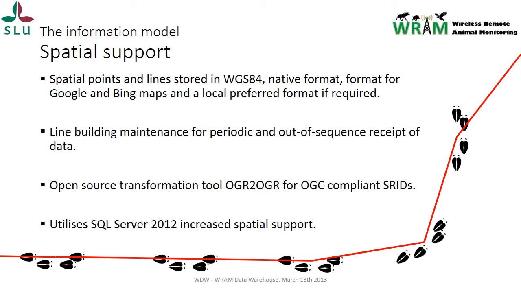WRAM 2 stores spatial points and spatial lines. All points are stored in the WGS84 format, but also in the native imported format if that is different. Points are also stored in the 3857 format, particularly for Google and Bing Maps. The intention here is to reduce visualization response times by not requiring a transformation at query time. There's also support to store points in a locally preferred format if required, such as Sweden's RT90.